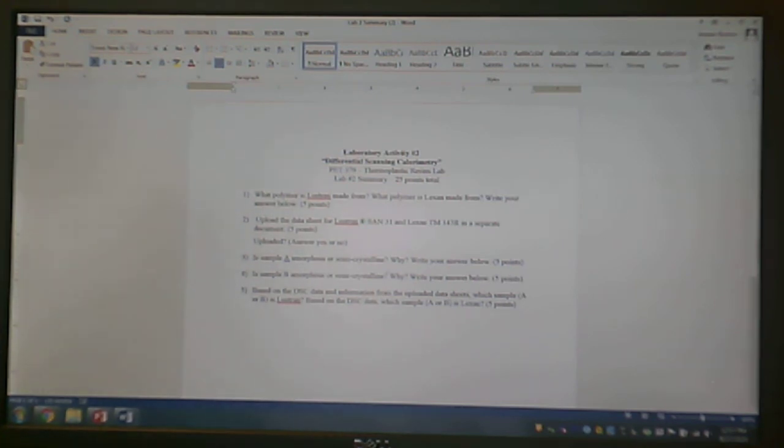Now here we start answering questions about the nature of the sample based on the data. So 3, is sample A amorphous or semicrystalline, and why? Is sample B amorphous or semicrystalline, and why? And then question number 5 on all of the rest of these reports is, which sample, A or B, is Lustran, which sample, A or B, is Lexan? So this is how the rest of them are going to go.